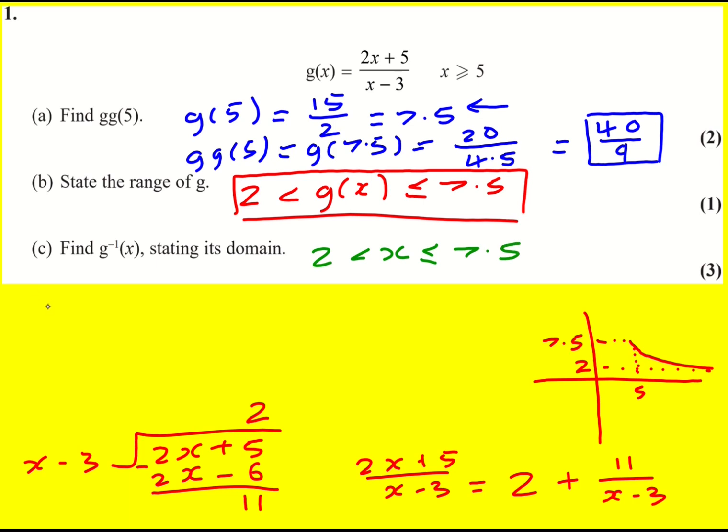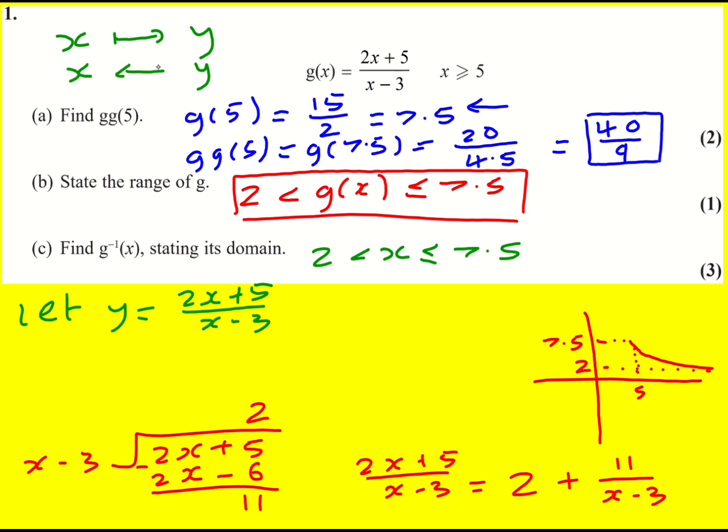Now just for the other bit, I'm going to let y equal 2x plus 5 over x minus 3. So at the moment, we know how to get from x to y, but we want to know how to get back from y to x. I'm going to make x the subject. Okay, multiply through by x minus 3. Multiply out the bracket, xy minus 3y is 2x plus 5.